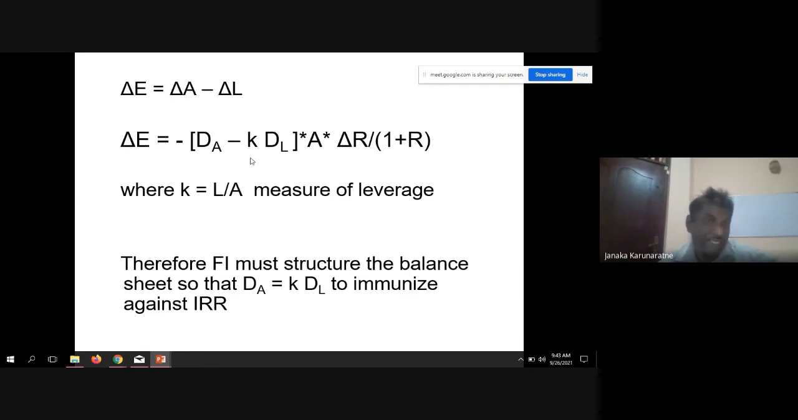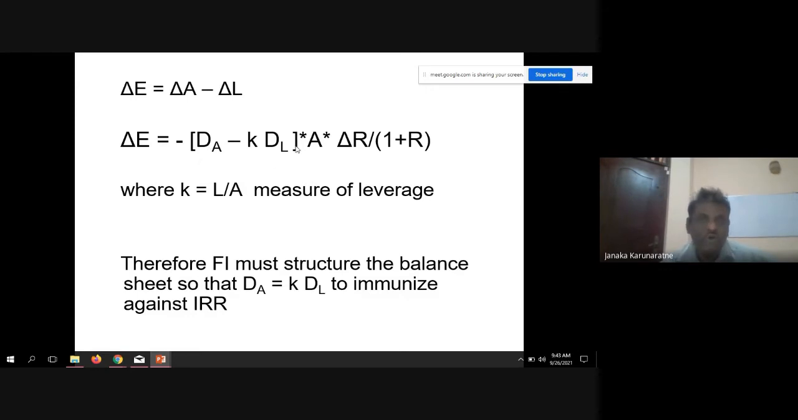I am asking the best way, not the practical way. The best way, if we can make dA equal KDL, definitely you will have no impact on your equity. But practically, what we want to do is ensure this part is somewhat minimized or closer to 0, because we don't have any control on interest rate. There is asset value, we can't make asset value 0. If you do asset 0, you don't have any business.